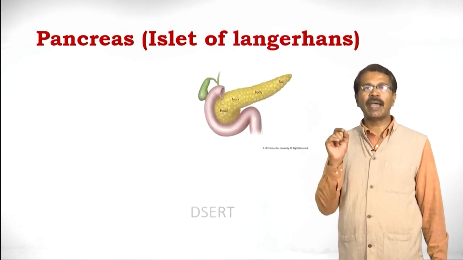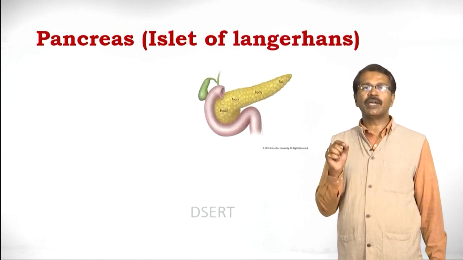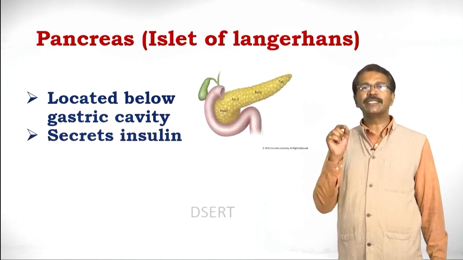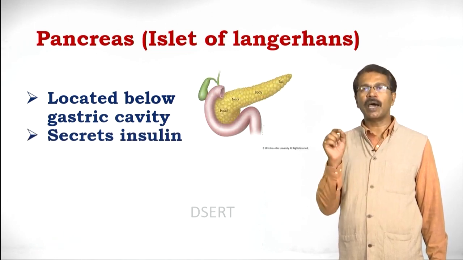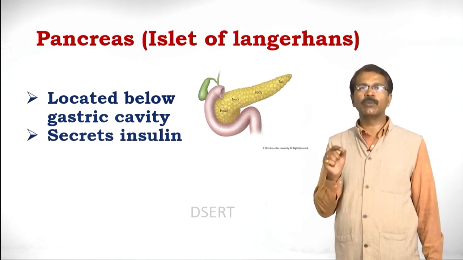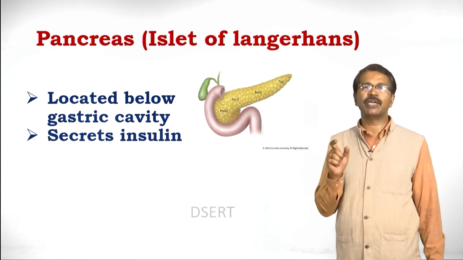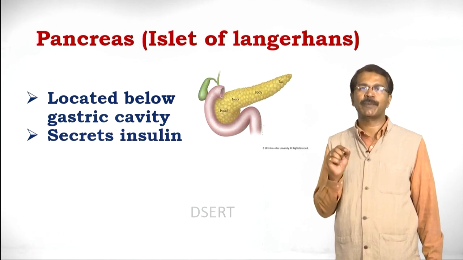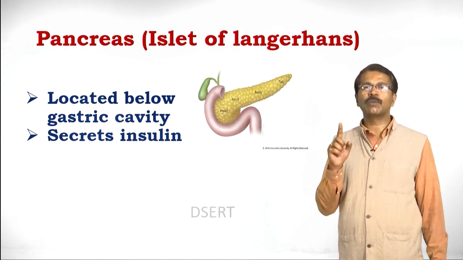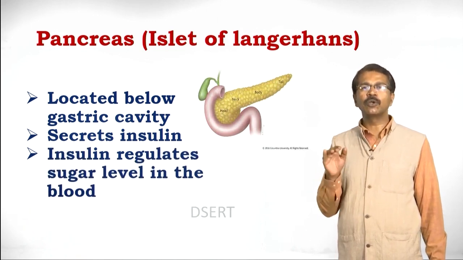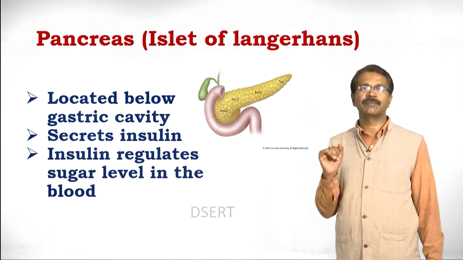Next is the pancreas. Pancreas, as I said, is located below the gastric cavity. It secretes insulin hormone. The insulin hormone is secreted by a specific kind of cells in the pancreas called islets of Langerhans. They produce one hormone, that is insulin. This insulin controls the blood sugar level.